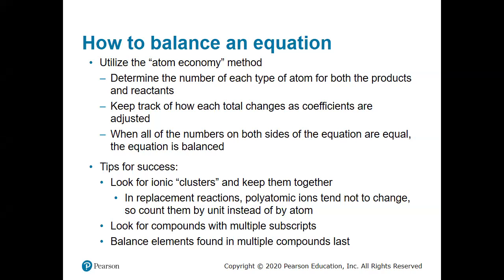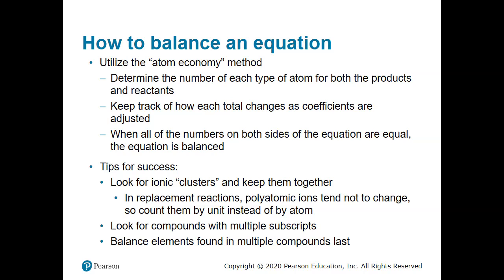Now, the atom economy method is just a note-keeping device. What we're going to start with is a chemical equation. Reactants on one side, products on the other. We're going to draw a line between the two, and we're basically just going to do some bookkeeping. There are this many carbons on each side. There are this many hydrogens on each side. There are this many sulfurs on each side. And we're going to use that to help us keep straight where we are.